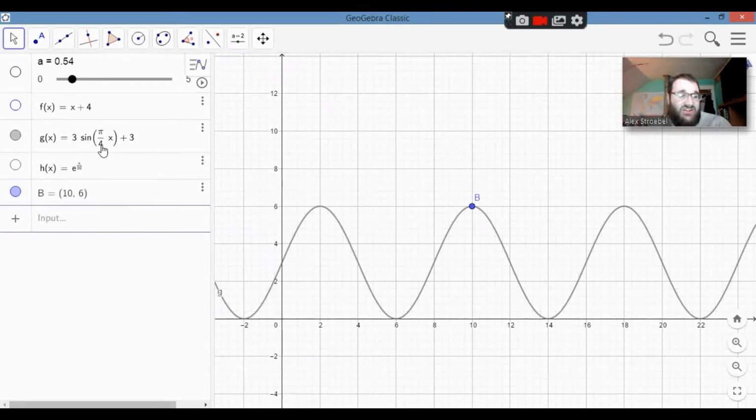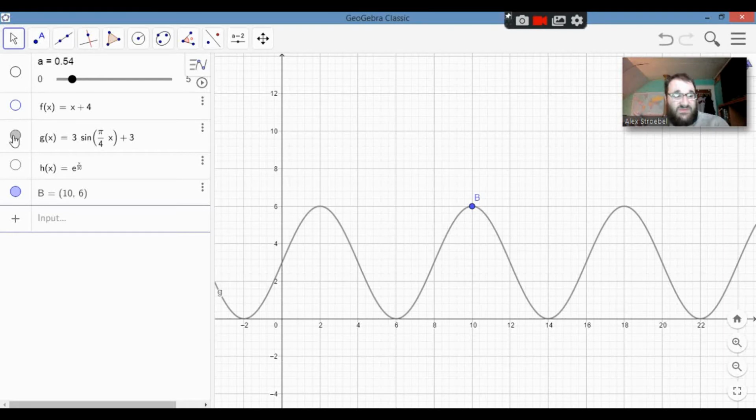And if we were to look at the function and put 10 in for x, we would get 10 pi over 4, which is 5 pi over 2. So that would give you 6 if you were to plug that in there.